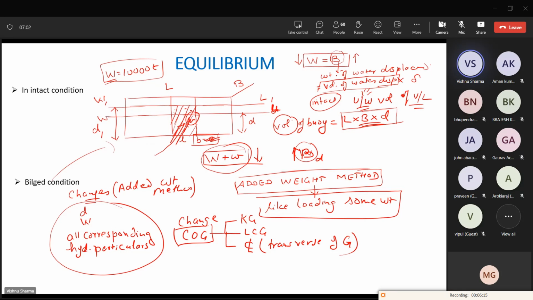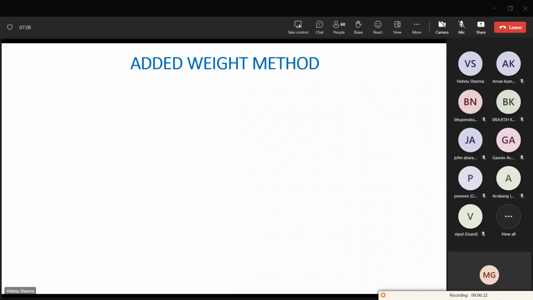Can I go to the next slide then? Yeah, okay. Added weight method we have already done, guys. Okay, now I go to the next one.